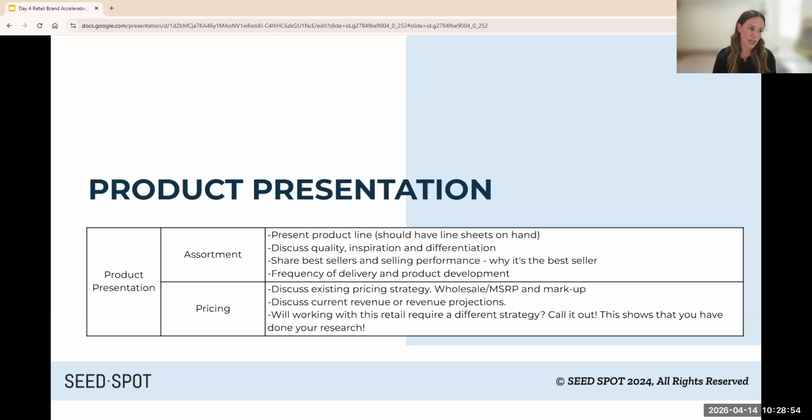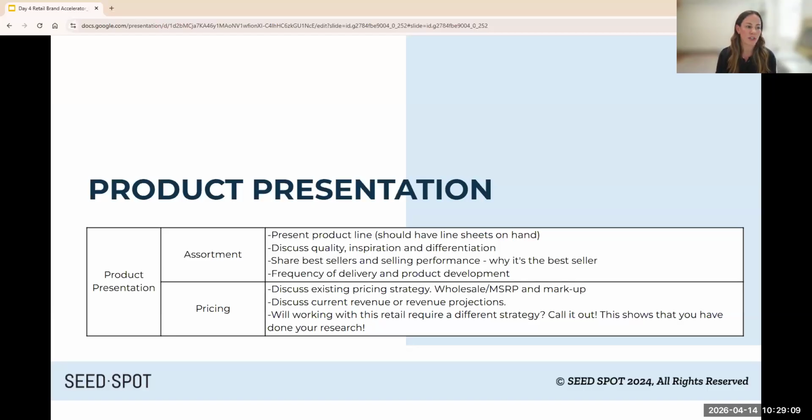And then you're going to talk about pricing. So what is your pricing strategy? What's your suggested retail price? And what's your wholesale price? They're definitely going to want to know both of those two items, especially the wholesale price, because that's what they're going to be paying you.